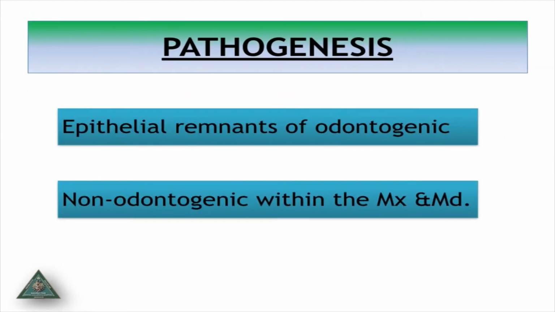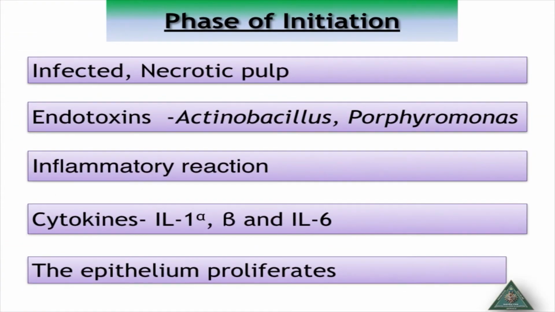Cyst formation, that is pathogenesis. This formation occurs because of remnants of epithelium from odontogenic or non-odontogenic sources. It occurs in three phases. First is the phase of initiation. In this, the infected necrotic pulp contains a lot of microorganisms like Actinobacillus, Fusobacterium and Streptococcus. This releases endotoxins, and these endotoxins trigger the inflammatory reaction, as there is a secretion of cytokines, interleukin 1 alpha, beta, interleukin 6, and this triggers the peripheral tissue to proliferate.